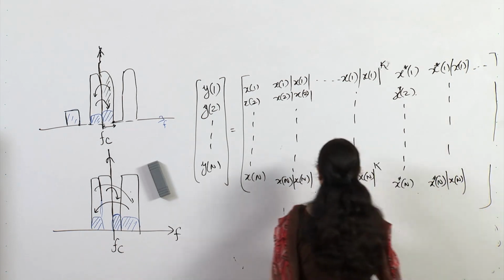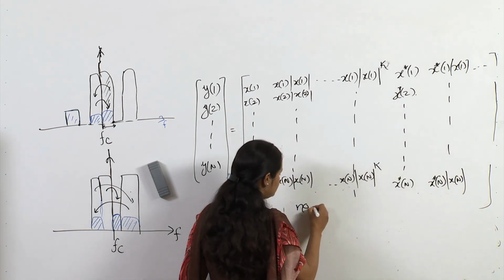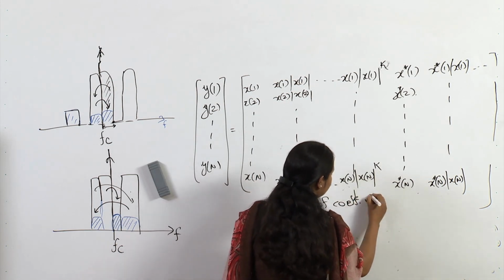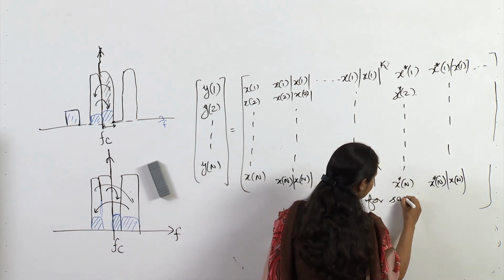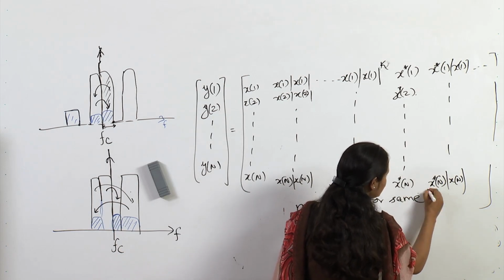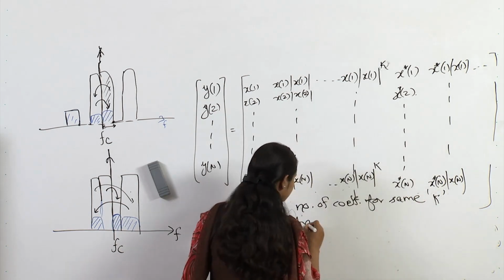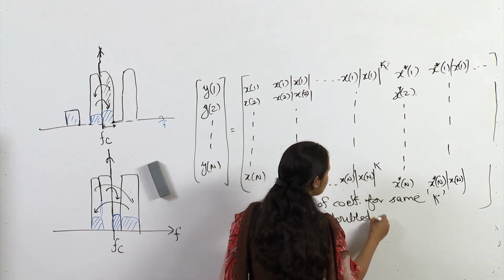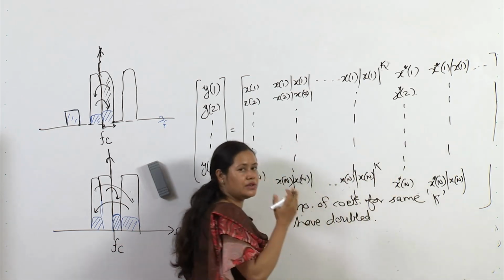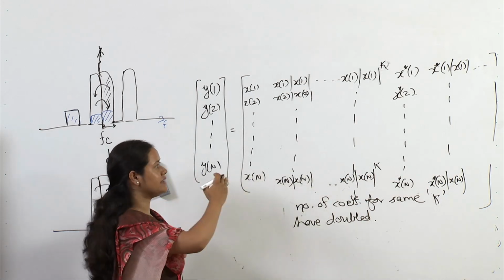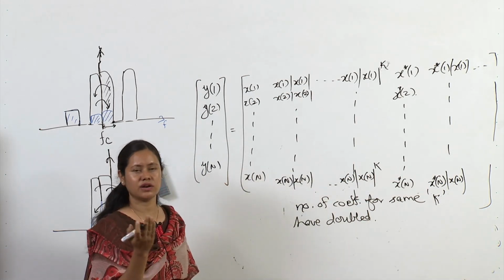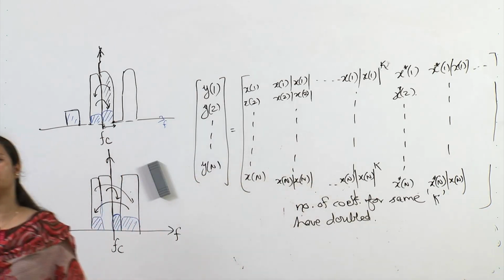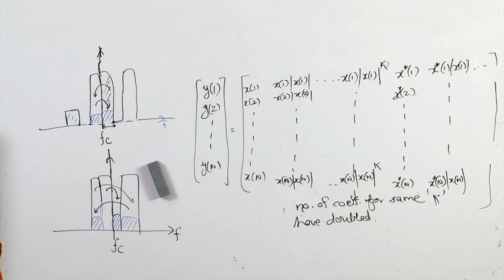So the number of coefficients for the same k, where k is the nonlinearity order, have doubled if we want to include the effect of IQ imbalance also. So what we have done, because this effect was linear and the PA effect is nonlinear, we can merge them together, give a new model, and this model will be able to take care of both the effects simultaneously.